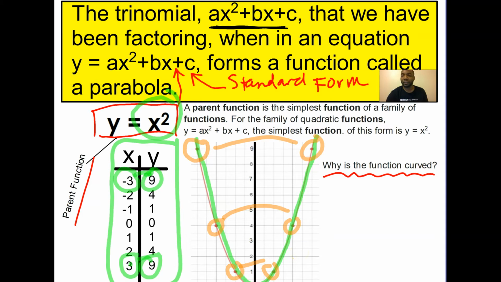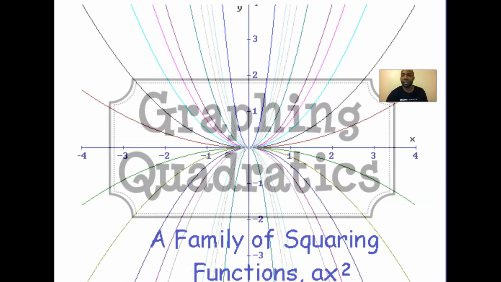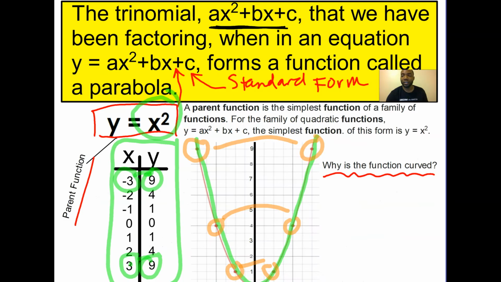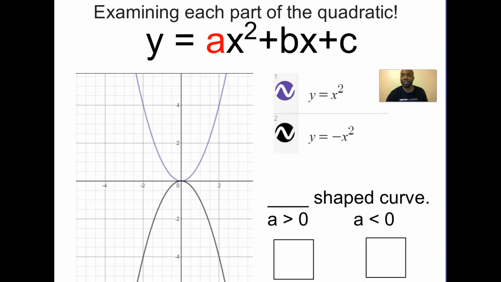I'm going to try to do my good teaching today, just for y'all, because no gaps. So we're going to examine each part of the standard form of the quadratic function. We're going to look at A first, and then we're going to go to B, and then we're going to deal with C next. So let's deal with A.